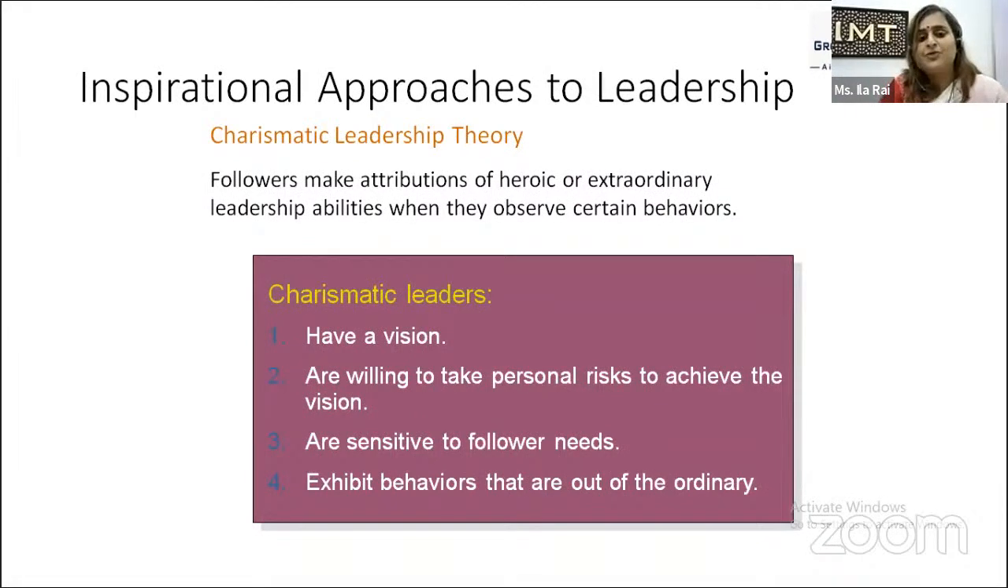Now, charismatic leadership theory. Charismatic leadership theory means that followers attribute heroic or extraordinary leadership abilities to a leader when they observe certain behaviors. For example, Lord Krishna. When we saw Lord Krishna and he matched the given behaviors, we made a very heroic or extraordinary leader out of him. So a charismatic leader has a vision. He is willing to take personal risk. He is sensitive to followers' needs and exhibits behaviors that are different from other people.